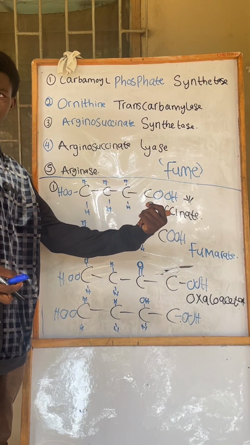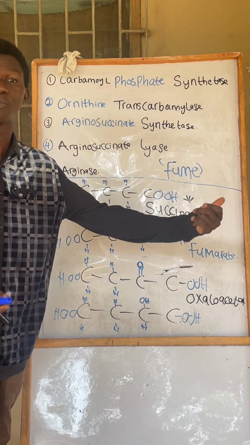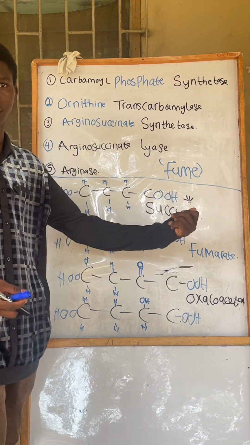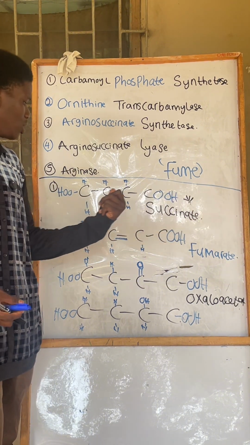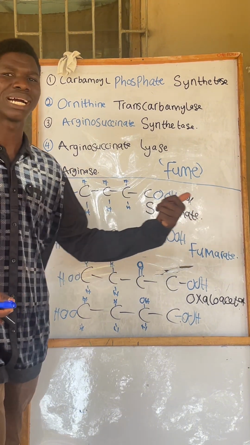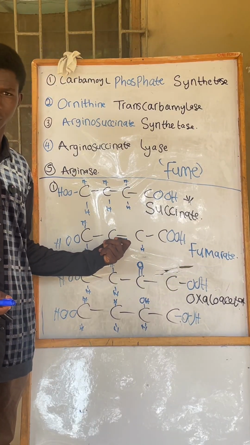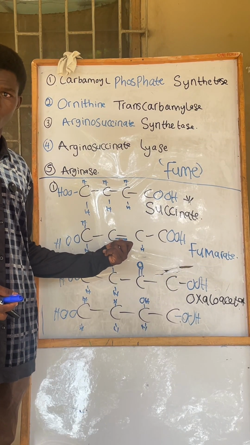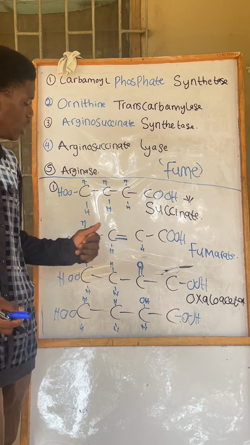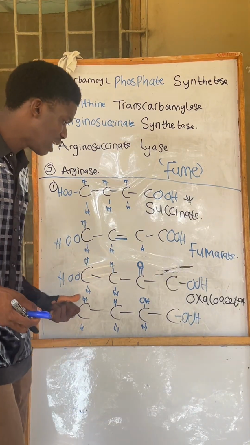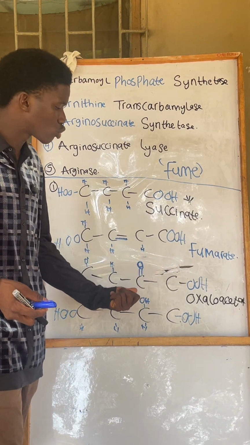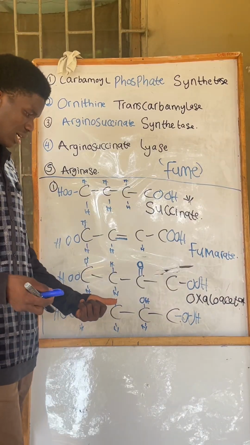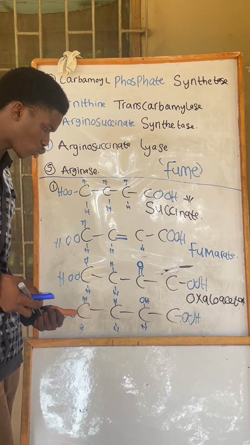The first guy does not have anything. So we call it what? Succinate, because it's going to commit what? Suicide. Do you understand this thing? The other one is called what? Fumarate, because of this double bond. This double bond is going to cause film when you burn it. Okay. What about the other guy that has oxygen? We call it what? Oxaloacetate. Are we together?